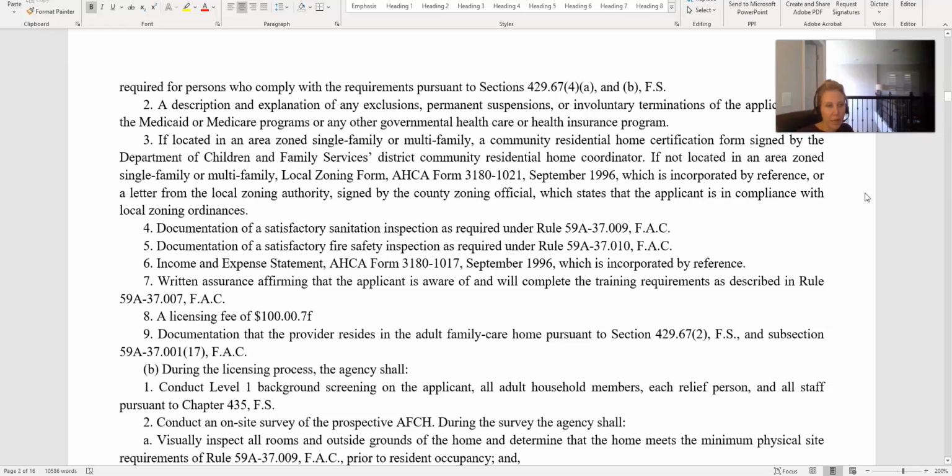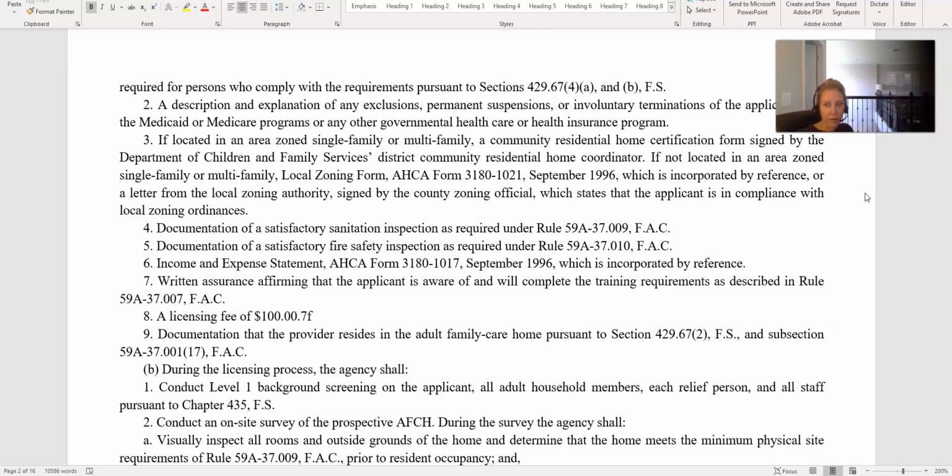Number 2, a description and explanation of any exclusions, permanent suspensions, or involuntary terminations of the applicant from the Medicaid or Medicare programs or any other governmental healthcare or health insurance program.